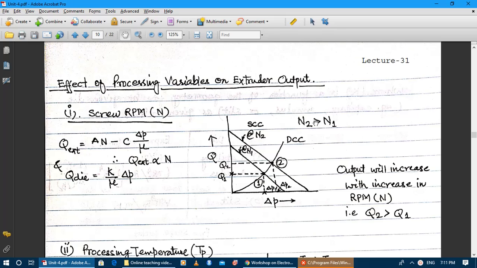Welcome to the 31st lecture of the course Polymer Science and Technology. In this lecture we will see the effect of processing variables on extruder output.